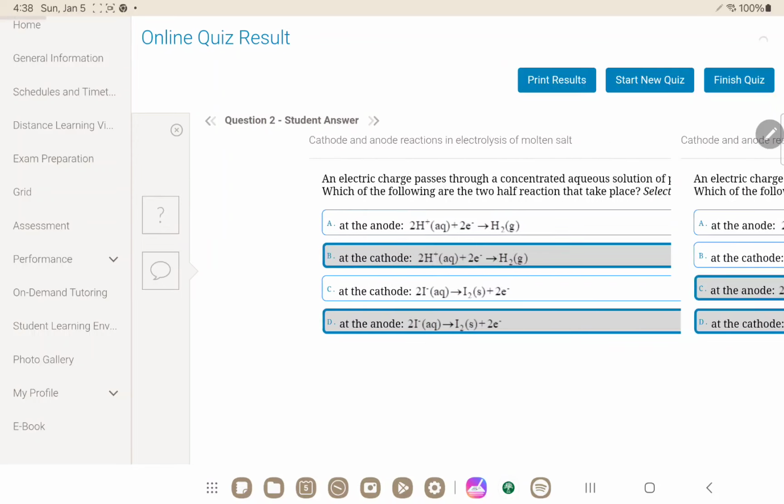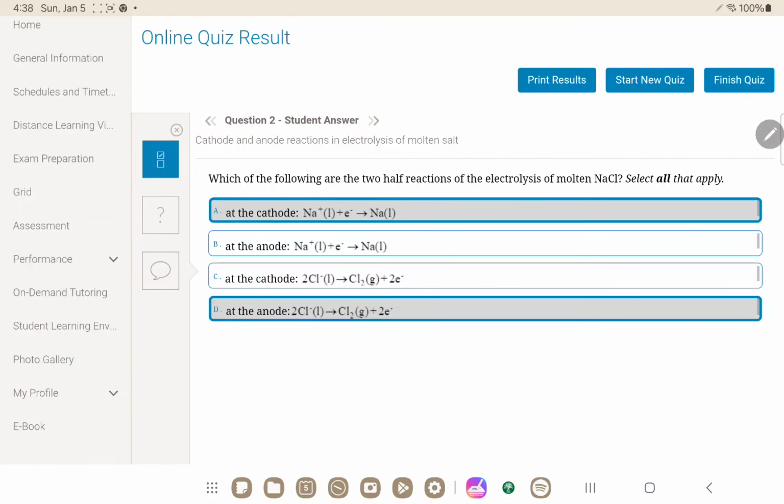So yeah. Now let's move on to the next question, so it'll help you understand more what I mean when you have concentrated or dilute. Okay, here you have molten. Which of the following are the two half reactions of molten NaCl? When it's molten, you don't have to look at water, because what's going to be discharged in your half reactions is going to be Na and Cl. You're not going to look at any tendencies.